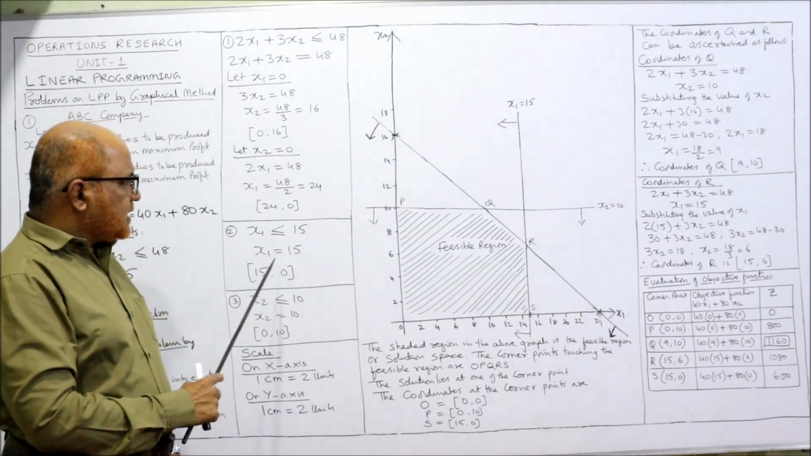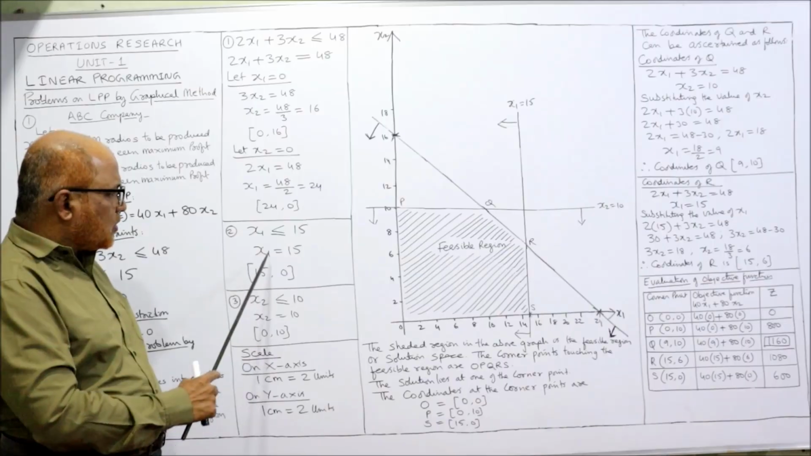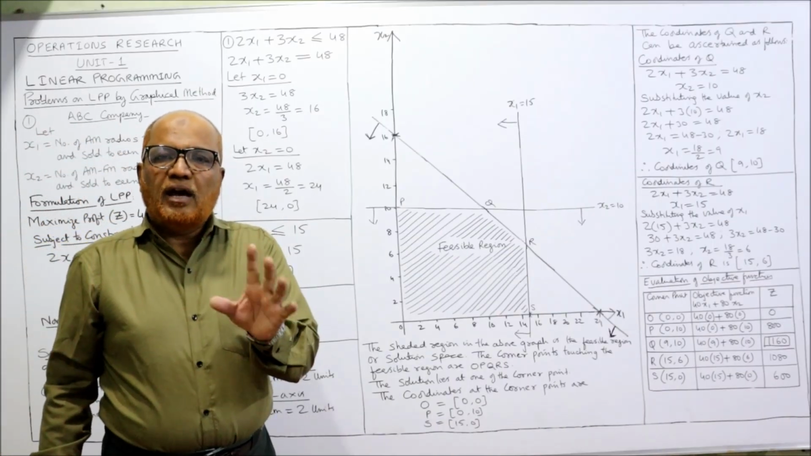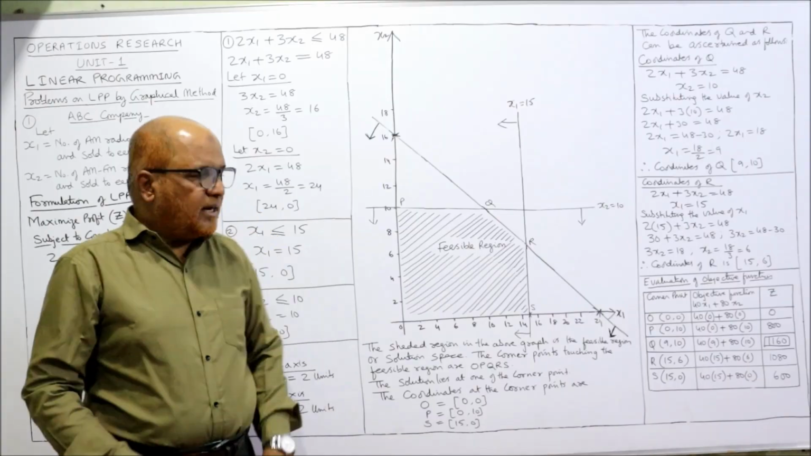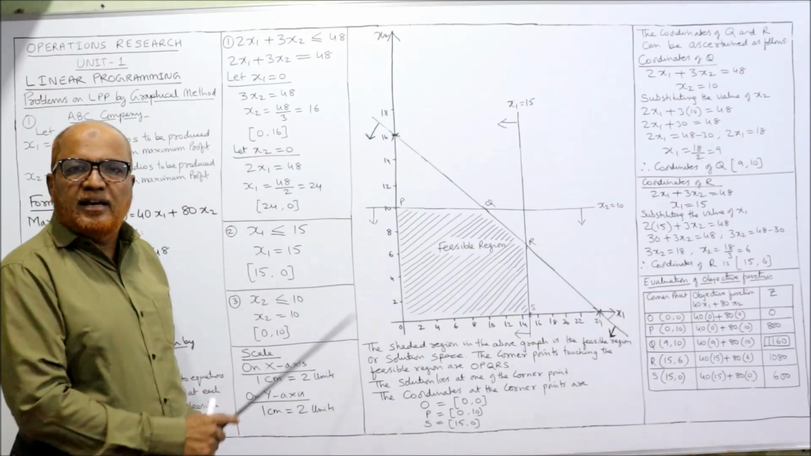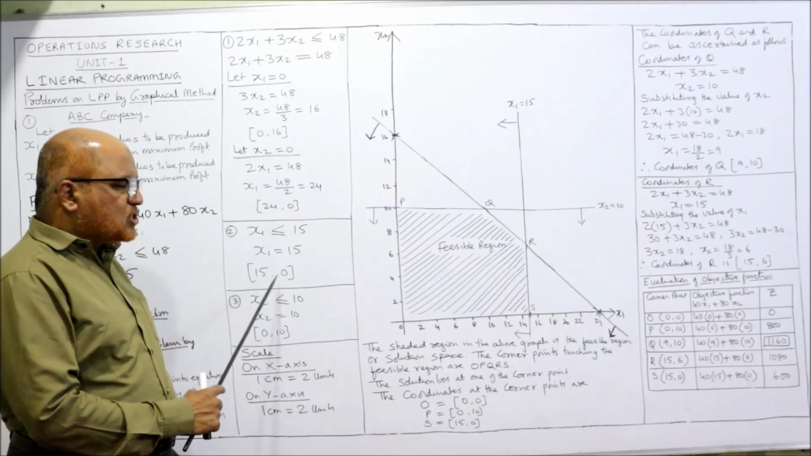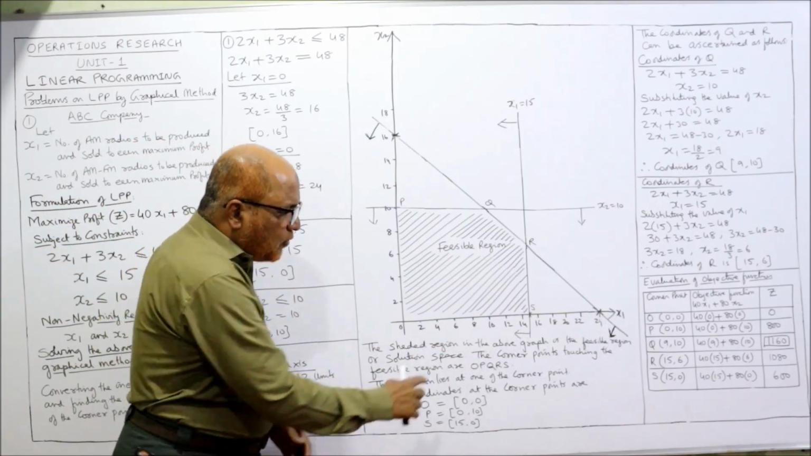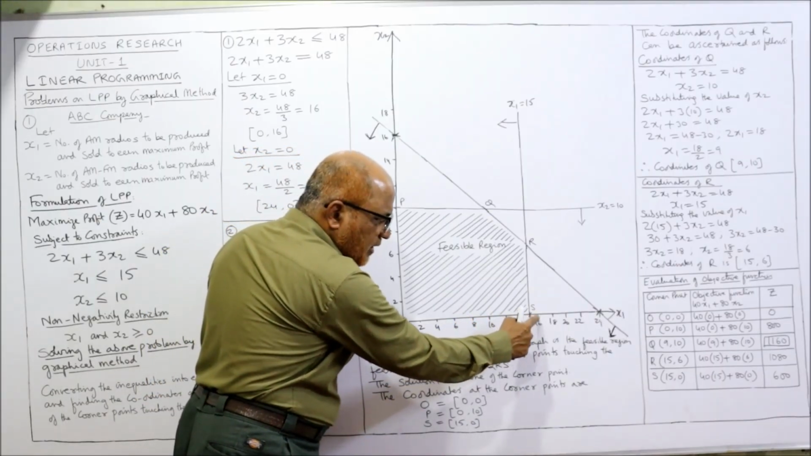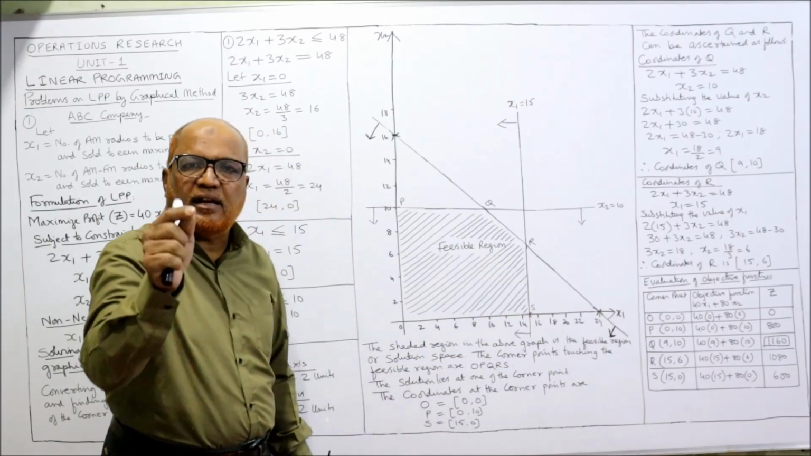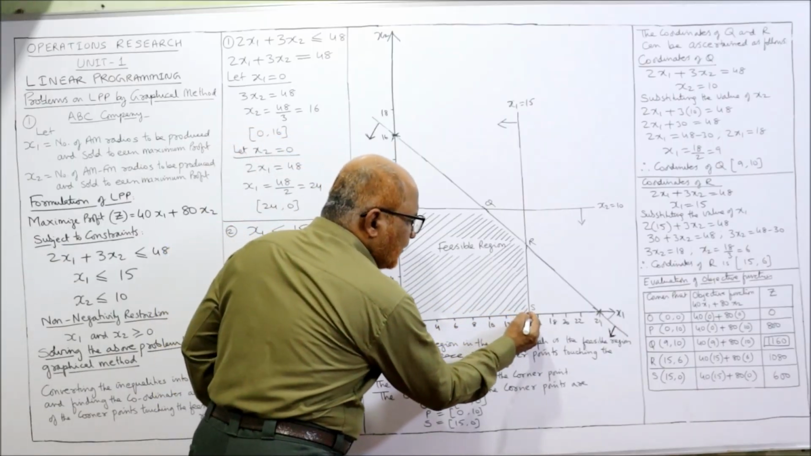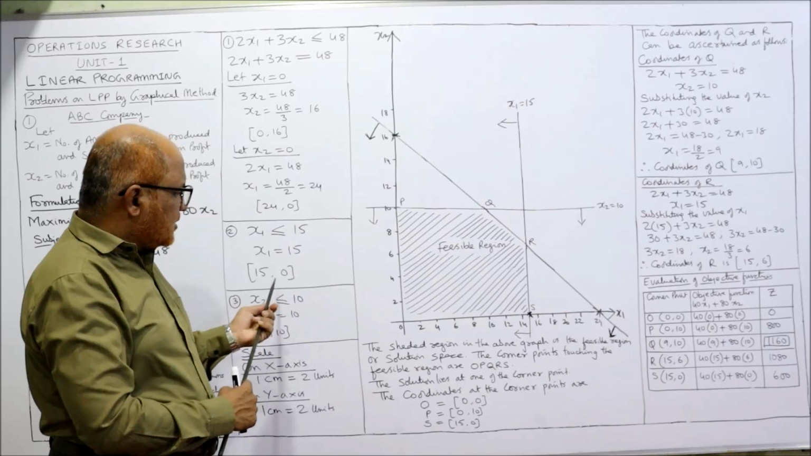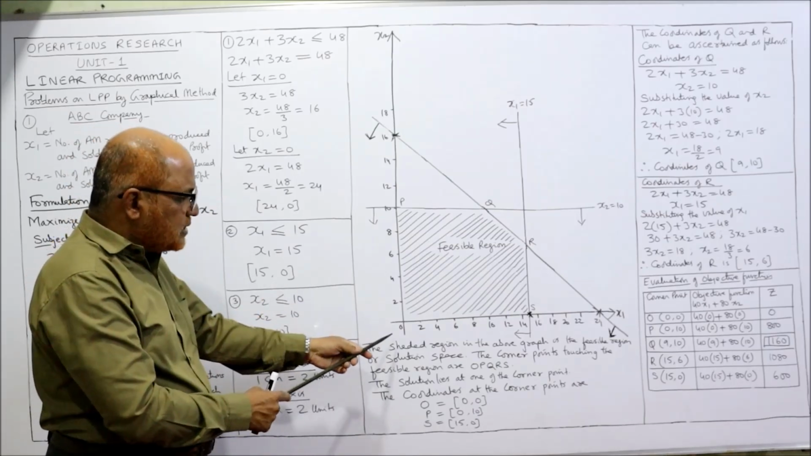Now second line, second inequality says x1 is equal to 15. So x1 15, x2 0. Only one coordinate we have. Second inequality, only one coordinate. x1 15. So this is x1 and this is 15. Between 14 and 16, exactly in the center you will have 15. So at 15 I have put a mark here. Right? Only one coordinate. x1 is 15, x2 is equal to 0.